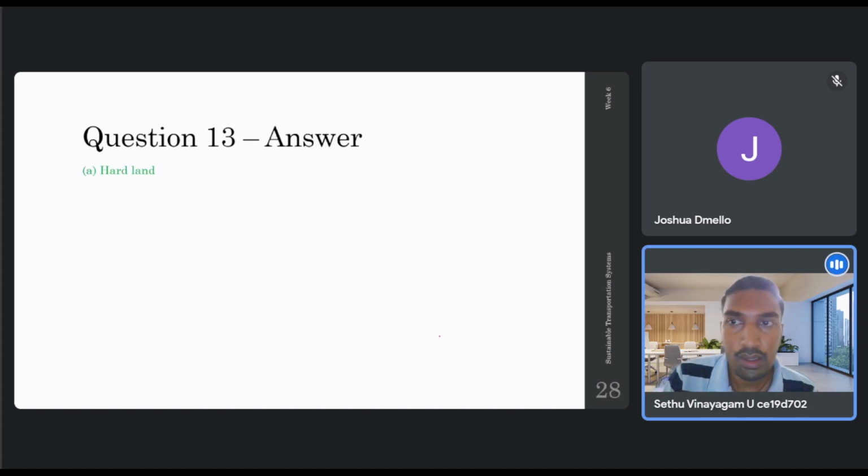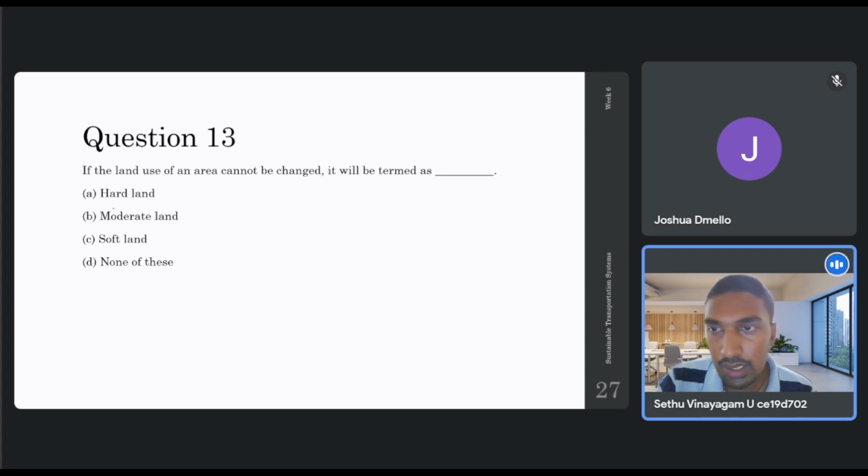We already saw what these three different terms mean: hard land, moderate land, soft land. We already saw the definition of soft land, the land use of which can be easily changed based on the regulatory requirements. Moderate land is not easily changeable, but it is possible to do that, by talking to the private parties and so on. Hard land is something that cannot be changed. Whatever the current land use is, that is what it will be. We cannot change it for our purposes. Therefore, here the right option is option A, hard land.